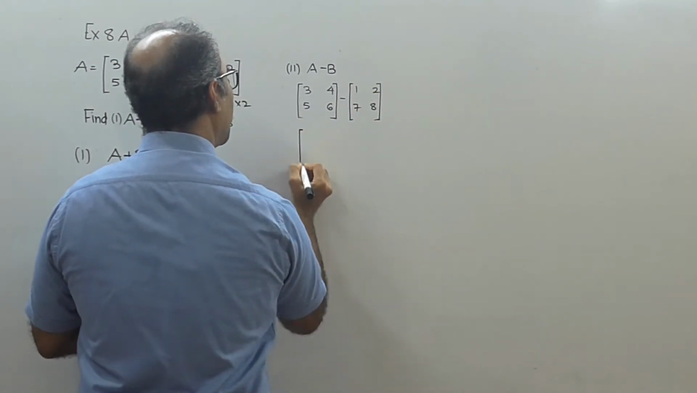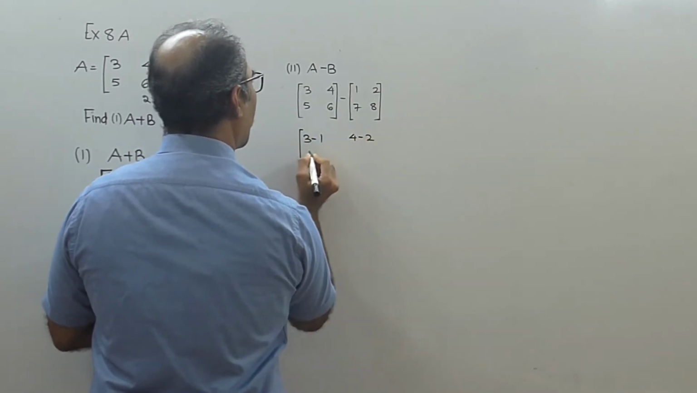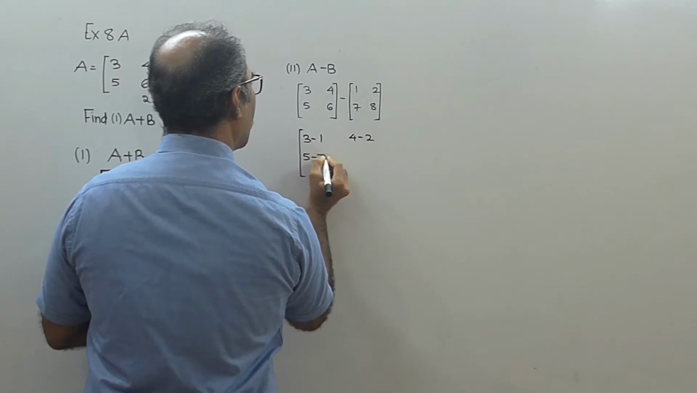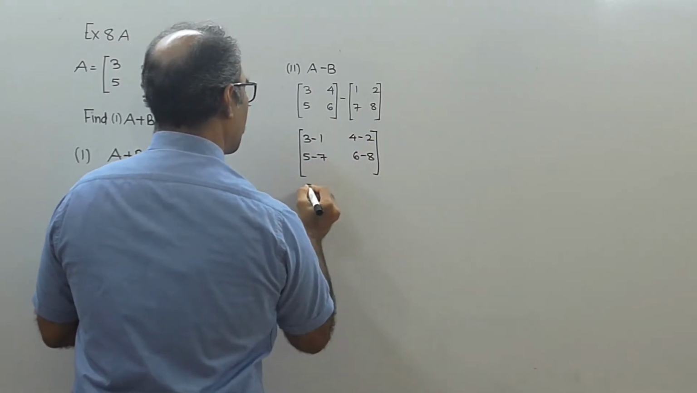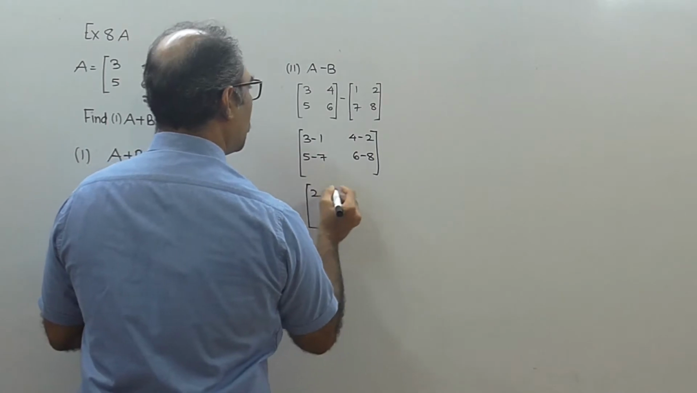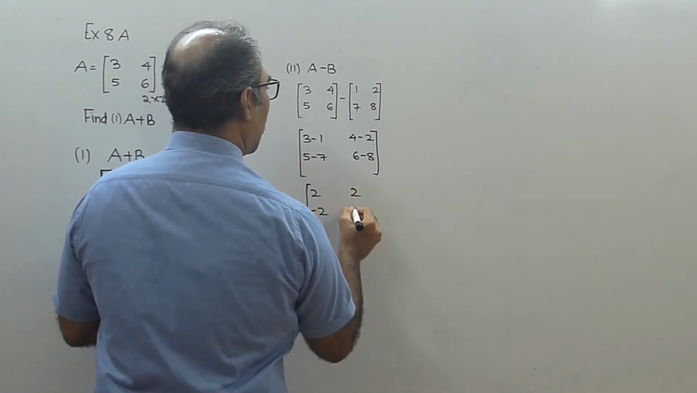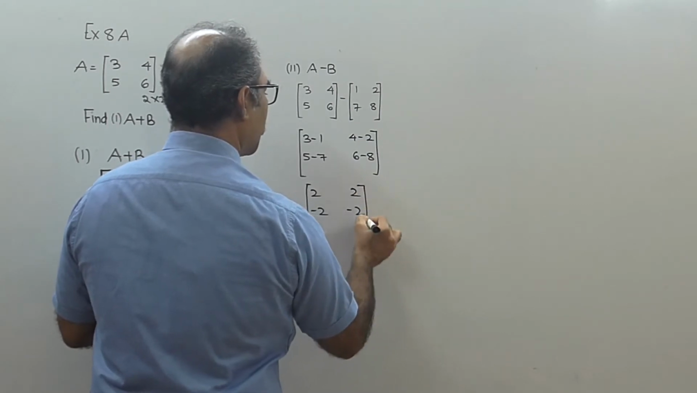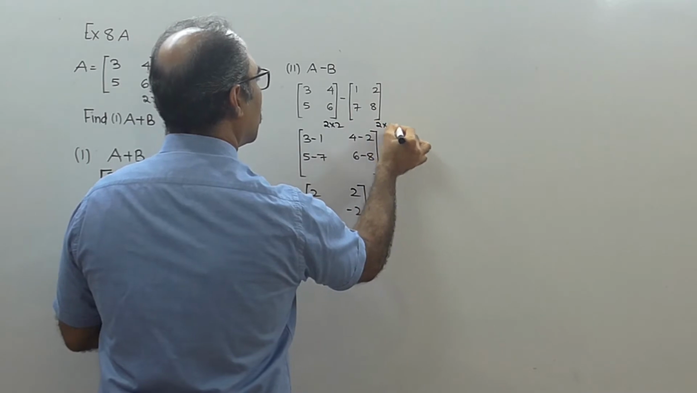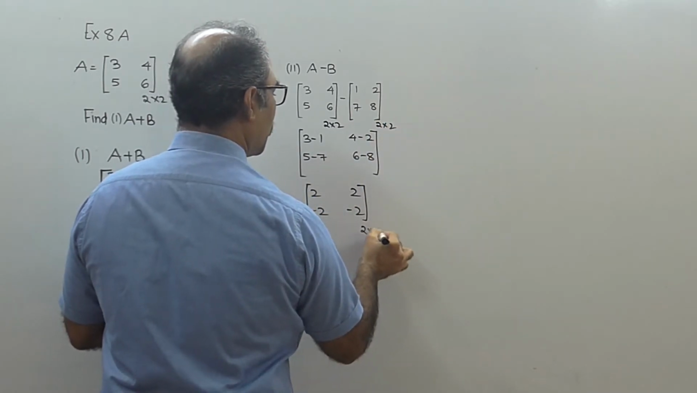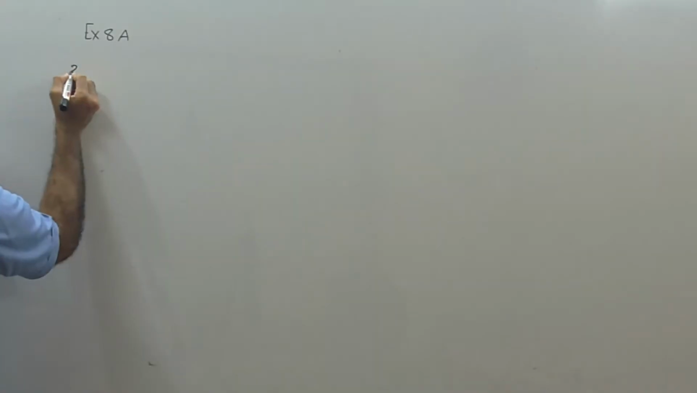So this could be 3 minus 1, 4 minus 2, 5 minus 7, 6 minus 8. So 3 minus 1 is 2, 4 minus 2 is 2, 5 minus 7 is minus 2, and 6 minus 8 is minus 2. This is a matrix of the order 2 by 2. So this will also be a matrix of the order 2 by 2.